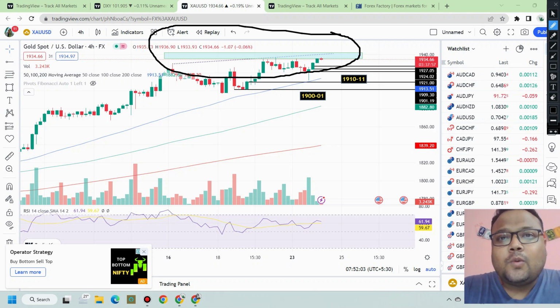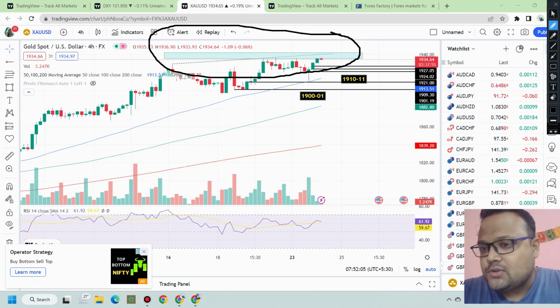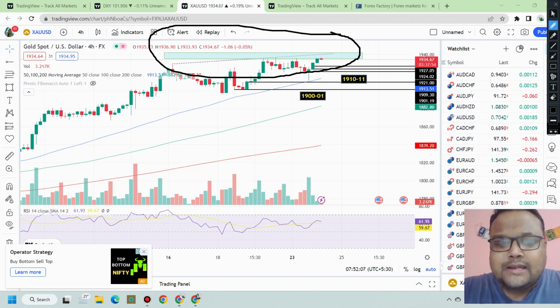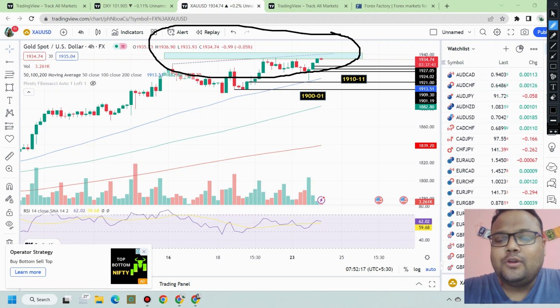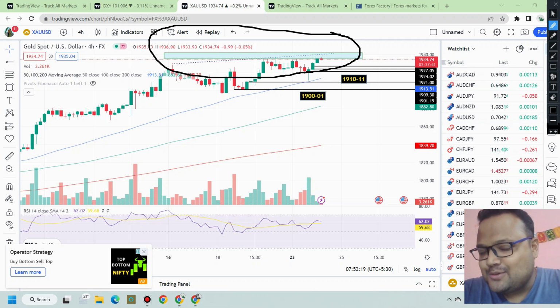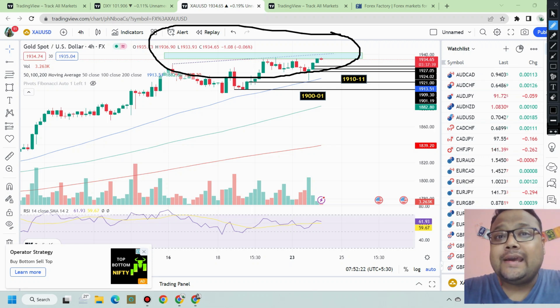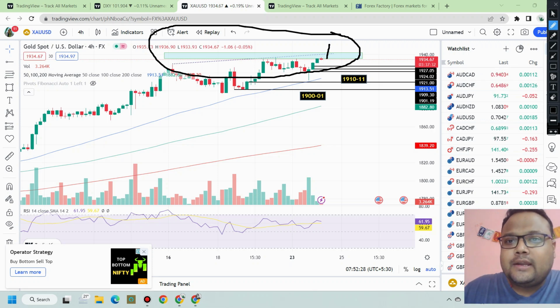Just see what DXY is doing, whether DXY is going down or not. If you see that DXY is not going down, there is no strong selling on DXY, then it is a confirmation that gold will be showing some false breakout moves. Okay, so it's better to wait and watch, because right now we do not have any fundamental factor also that will push the market right now. So as a result, it's better to be careful.